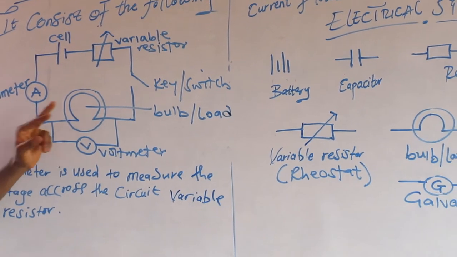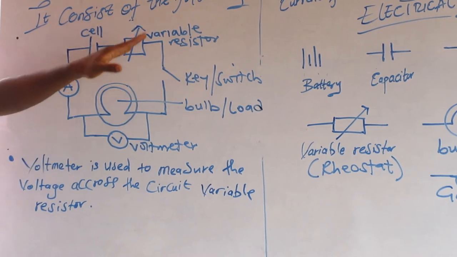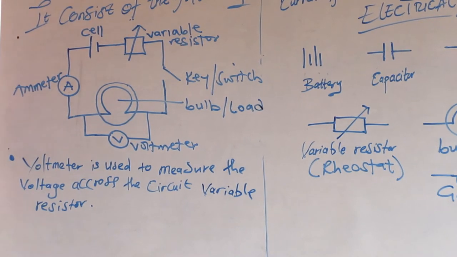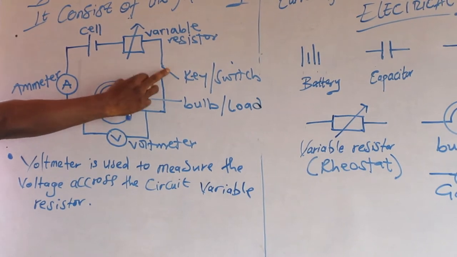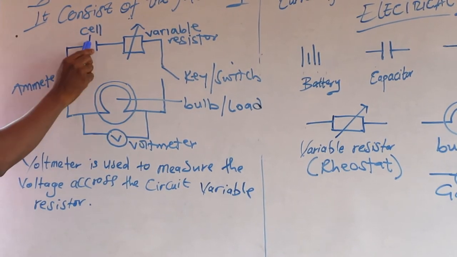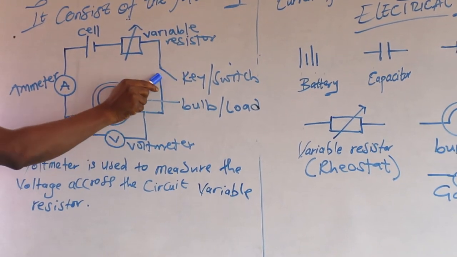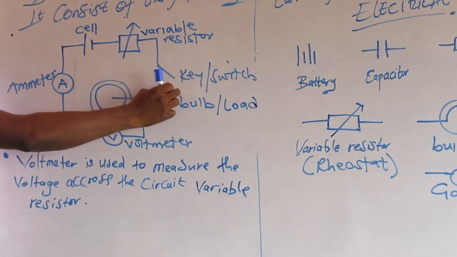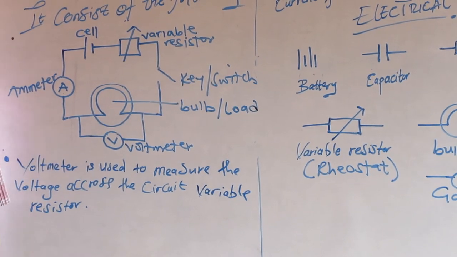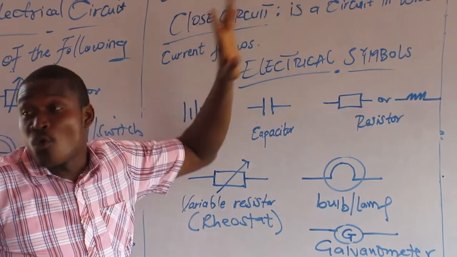Now there is a bulb. There's a voltmeter. There's a key or switch. For this reason, we have two types of circuits, open circuits and closed circuits. Let's watch it. This circuit is open. So if the current is flowing from the positive like this, when it gets here, the current cannot continue. Reason: it is open. So when the circuit is open, the current will not flow. So it is a circuit in which current does not flow.